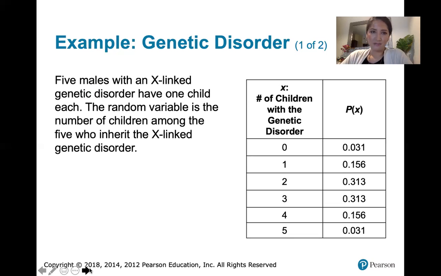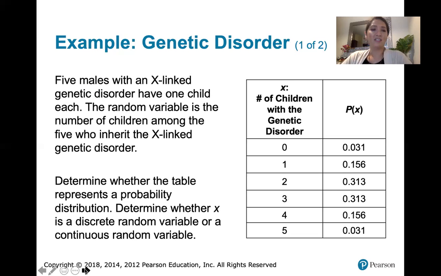So they have 5 children, and you're asking yourself, well, how many of those children inherited the disorder? It might be the case that no children inherit the disorder, 1 of the 5, 2 of the 5, 3 of the 5, all the way up to 5 of the 5. And each of those would be associated with a corresponding probability. And that's what this table seems to show us over here to the right. The question says, determine whether the table represents a probability distribution, and then determine whether X is a discrete random variable or a continuous random variable.